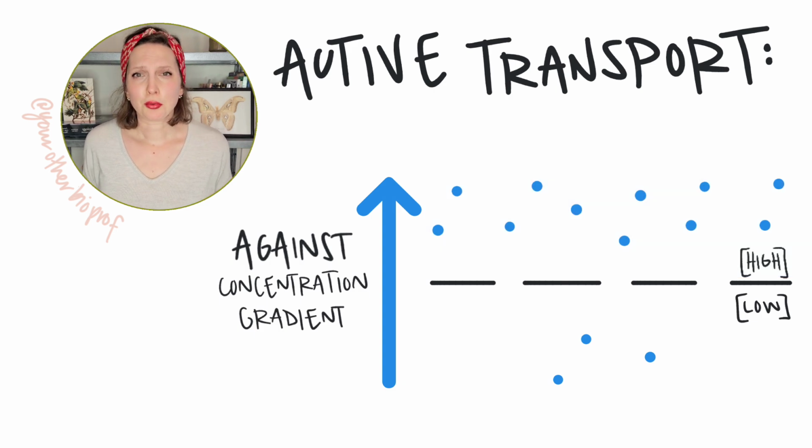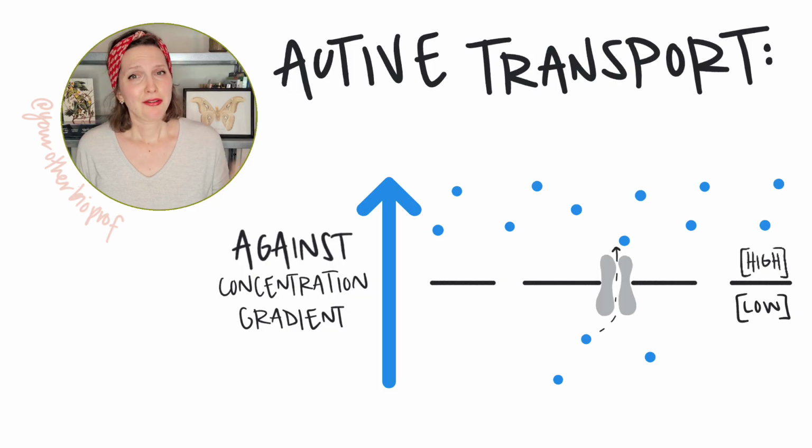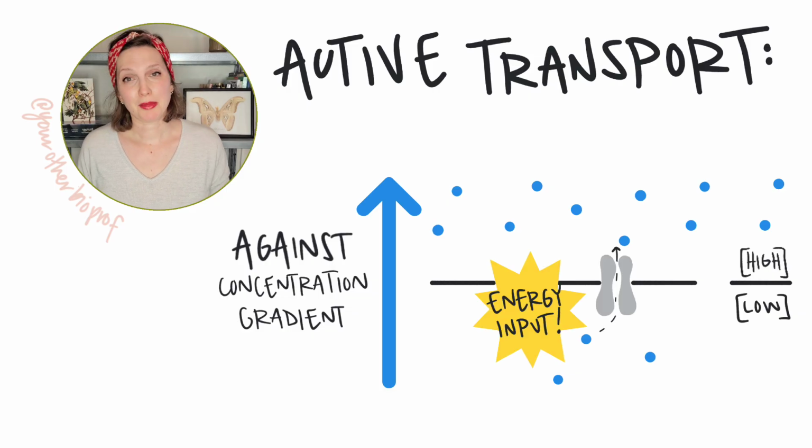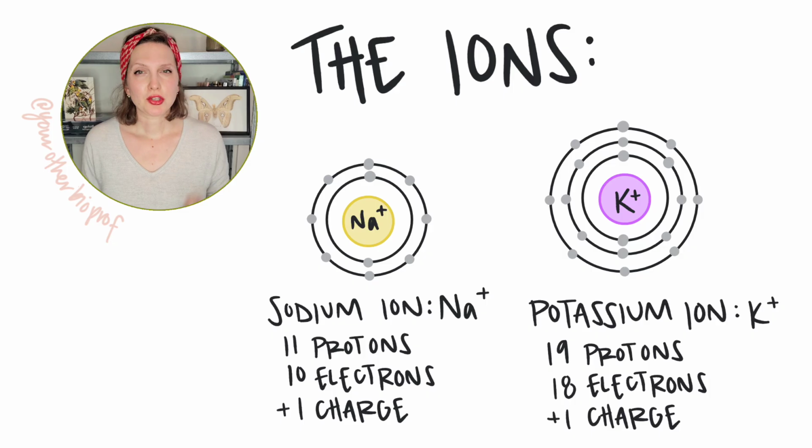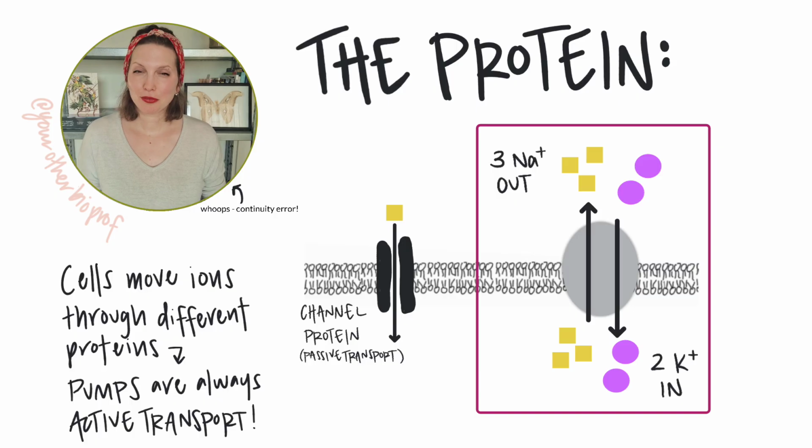Second, we're going to need a protein to do some work. And finally, that's going to burn some energy. We're working with two ions here, sodium and potassium. Because they're charged, ions cross the cell membrane through a protein. And for active transport, we're using the sodium-potassium pump.